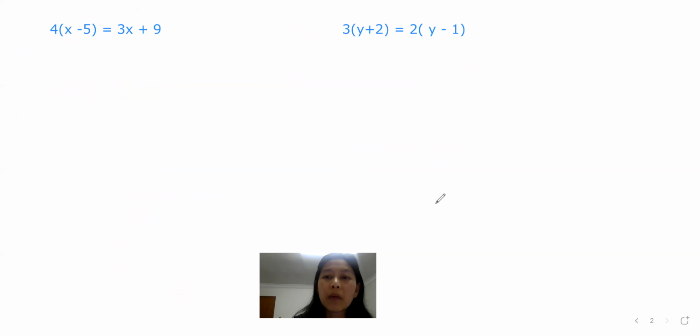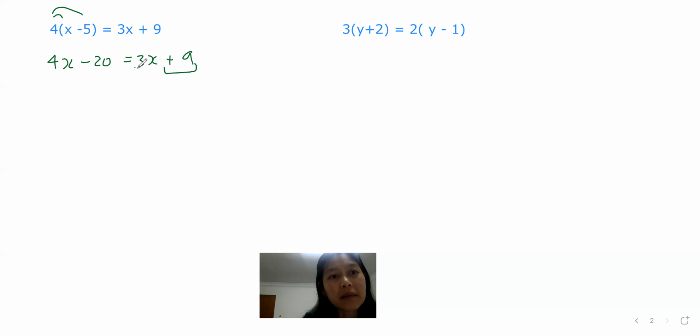Okay, the next example that I would like to talk about is these questions. Obviously, we have to expand because there's nothing we can do at this stage. This cannot be simplified. So we need to expand to get all the x free from the bracket. All right, so we expand. So 4x minus 20. Many students forget to do 4 times 5. Okay, 3 equal to 3x plus 9.